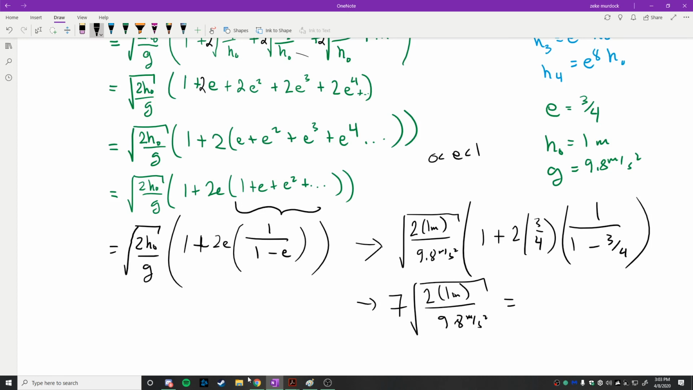I put it in my calculator just to make sure. 1 divided by 1 minus 0.75. Negative 1 times 2 times 3 divided by 4 plus 1. And then we do the square root thing. So the square root of 2 divided by 9.8, and then that is multiplied by 7. So the answer is about 3.16 seconds. About 3 seconds.